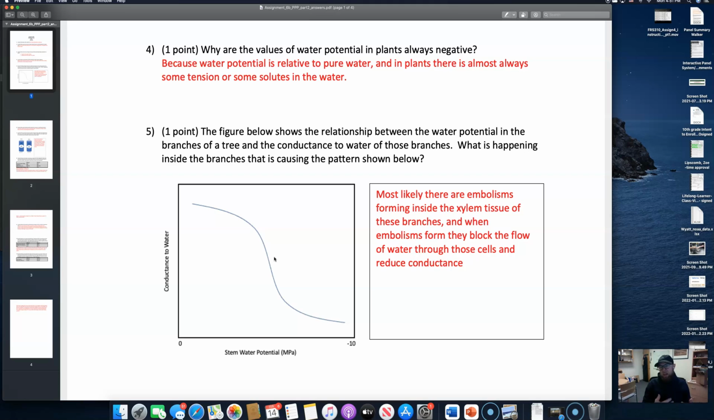And so if this happens to a couple of cells, which happens every day, there's embolisms every day in a plant, but if it only happens to a few cells, it doesn't really affect the conductance of water through that branch or through that leaf. But if you start getting lots of these embolisms show up, then it starts really blocking the movement of water and can cause a reduction of water movement to the leaves.